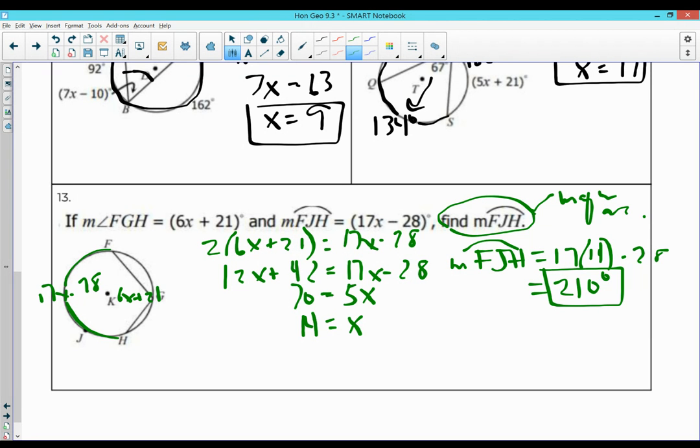So then maybe you can ask yourself, what are 2 different ways I can calculate the measure of angle FGH? Interesting.